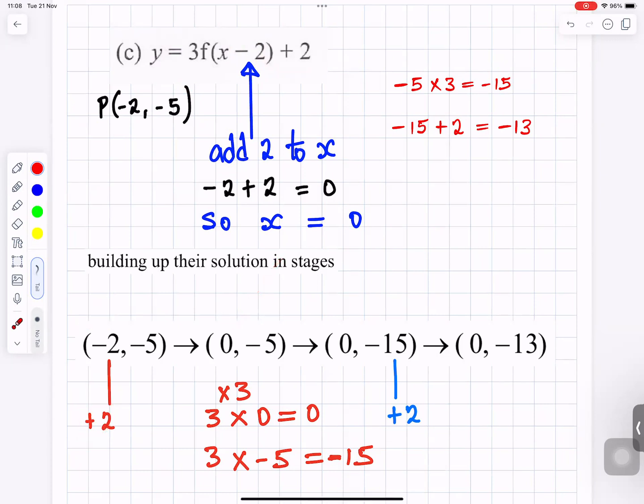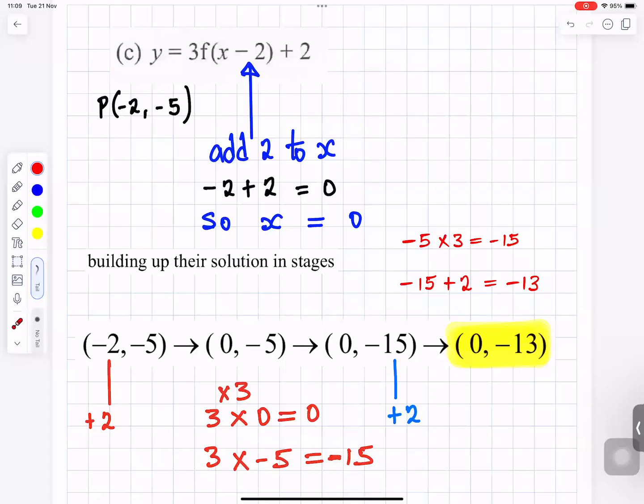Then we multiply by 3. 3 times the 0 is 0, and 3 times minus 5 gives you minus 15. After that, we add the 2 to the minus 15. Minus 15 plus 2 gives you minus 13. So your final answer is (0, -13).